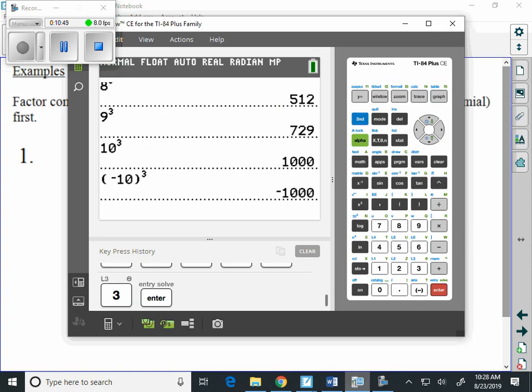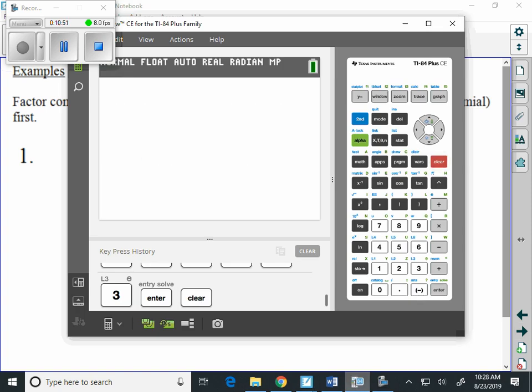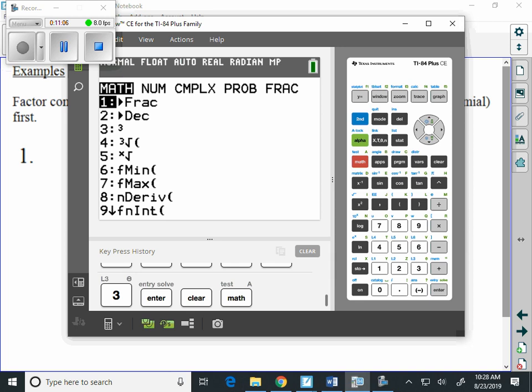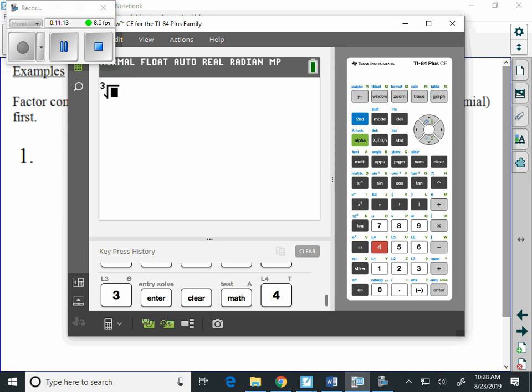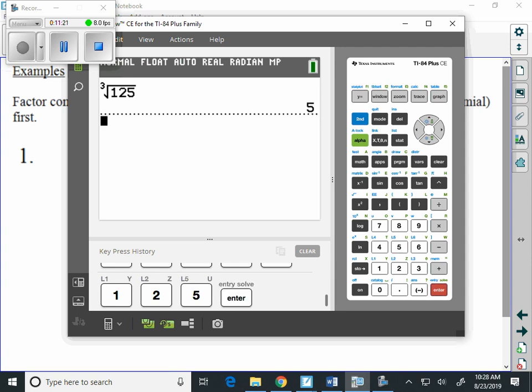Well, what we could do is use our graphing calculator. And what we do with our graphing calculator, and this is a note that you might want to write down on your paper, momentarily I'll write it down. To get the cube root button on most calculators, you go to Math, function number 4, the cube root, and then we can type in the 125 and enter. There's that value of 5.